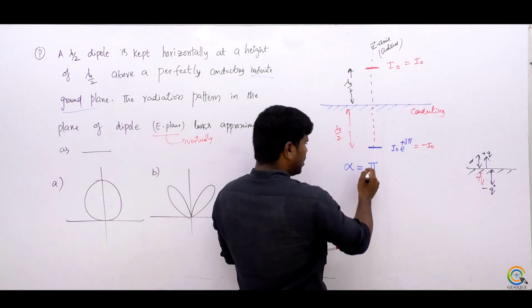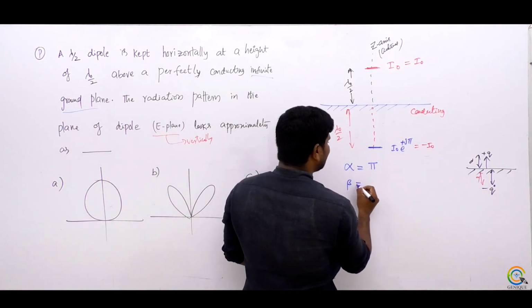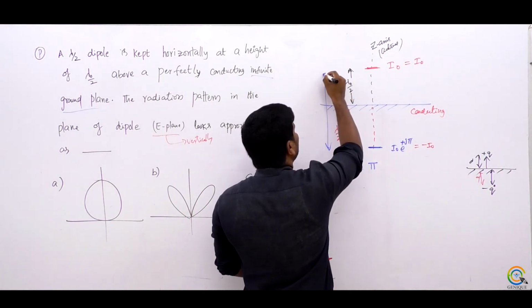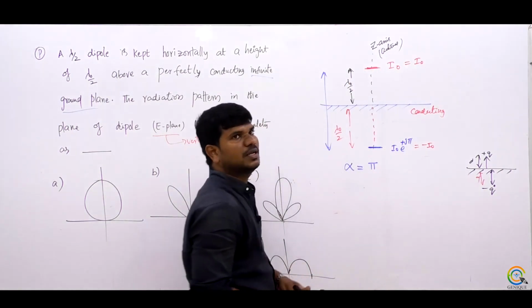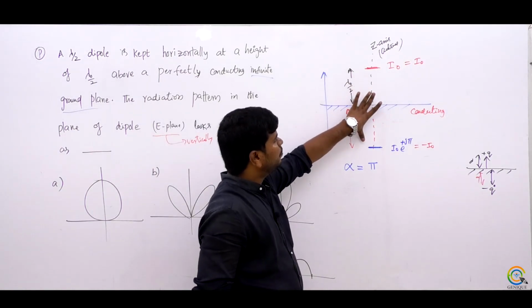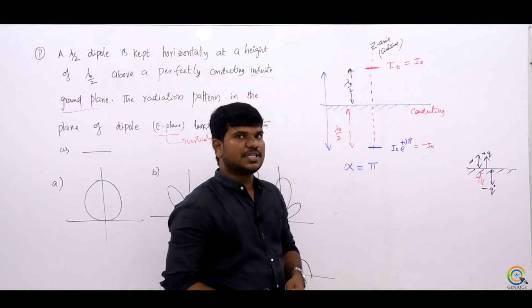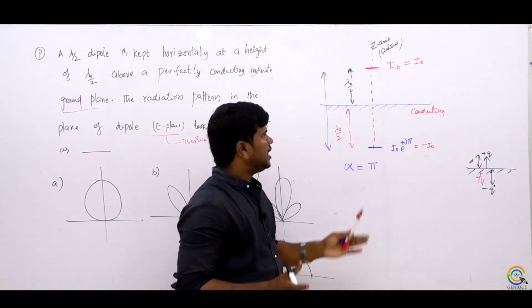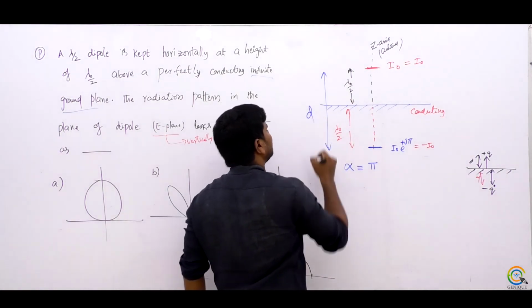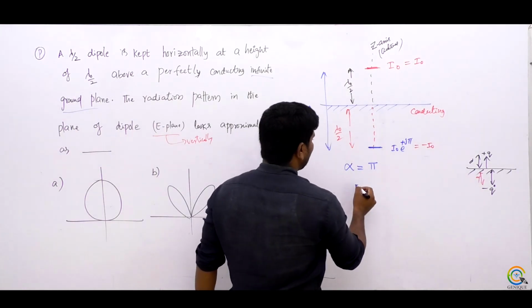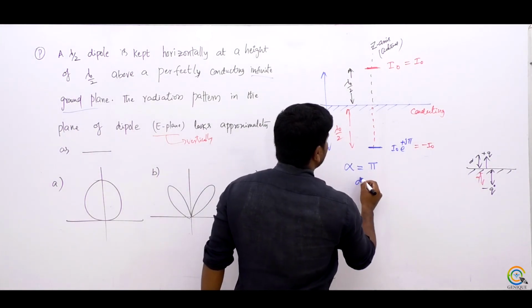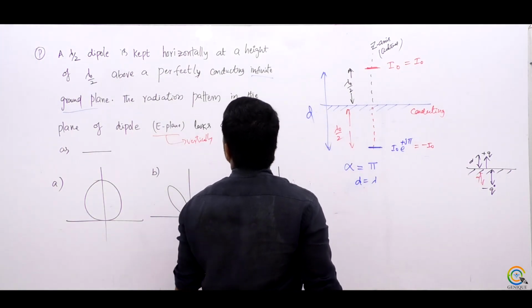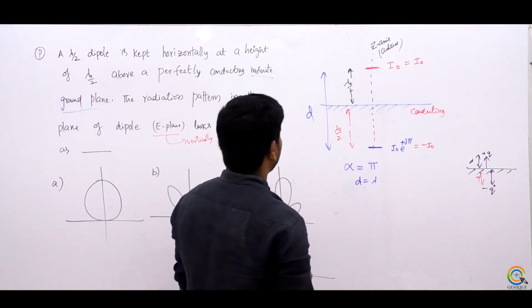Understand? So now alpha is there. What is beta? And what is psi? D is the distance between these two. Now they look like two current elements placed at a distance D. So D is equal to lambda by 2. It is lambda.